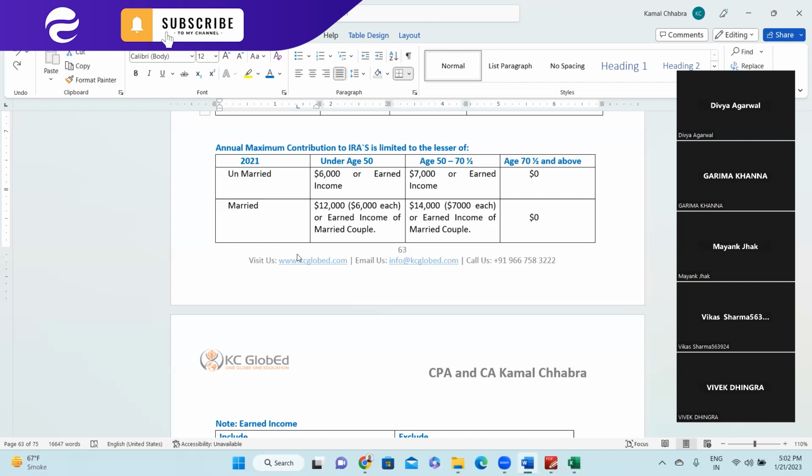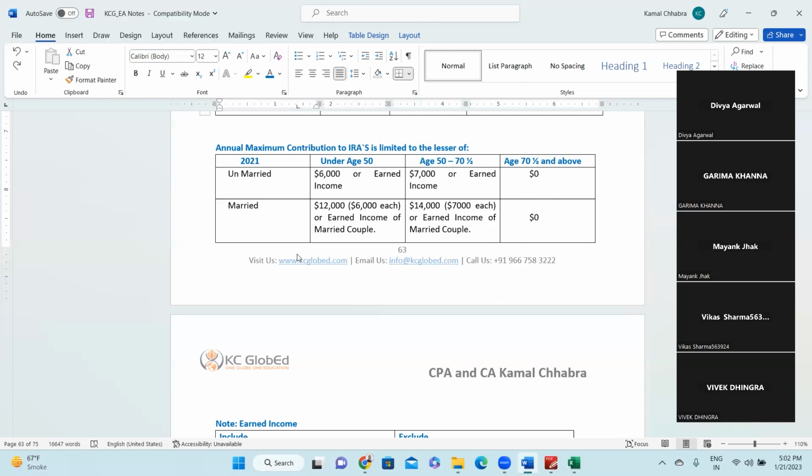Next is married people. So married people mean married who are filing jointly. If they are filing individually, they will be considered as single. But if the married people are filing jointly, then they can contribute up to $12,000. That is $6,000 each, or the earned income of married couple. If the age of the couple, both of them, is more than 50, then they can contribute up to $14,000.